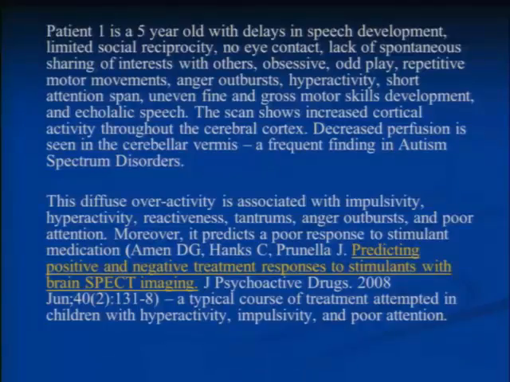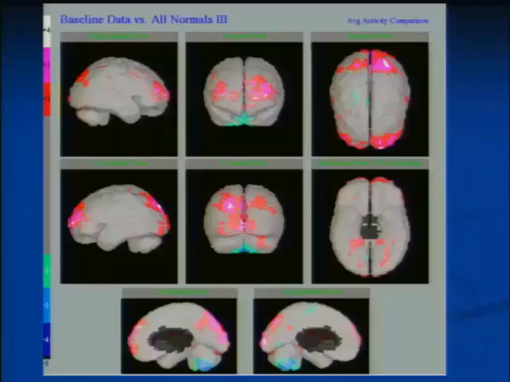So I just want to point out, diffuse overactivity is associated with impulsivity, hyperactivity, reactivity, tantrums, anger outbursts, poor attention, and Amen and colleagues showed that it predicts a poor response to stimulant. Remember that hot brain I showed you? Yeah, it makes sense. So let's look at this guy's brain. Here's his brain. Diffuse overactivity. This is not a brain that you want to stimulate.